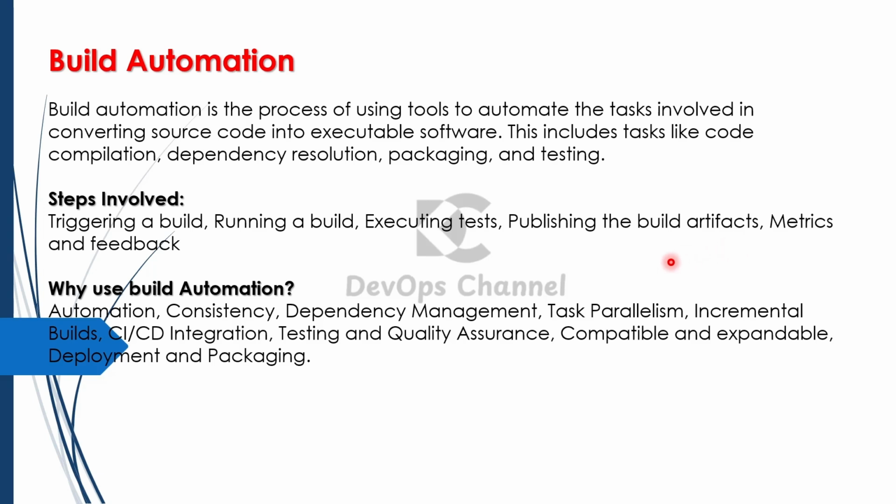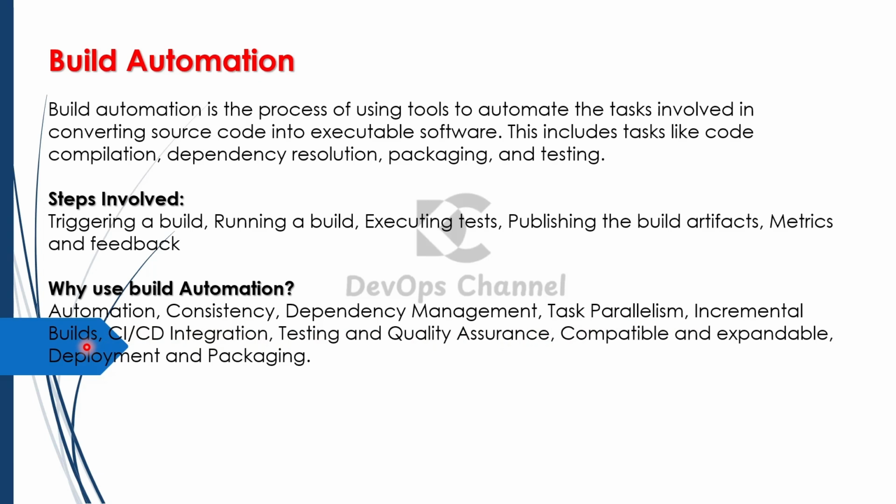Also, if you are using some advanced tools for build automation, you can get metrics and feedback too. Now, why do you need to use build automation? Basically the name contains automation, so it can be automated. Second is consistency: you can keep your packaging consistent for the same piece of code. Third is dependency management: whatever dependencies there are for any piece of code, it will resolve for you. Then task parallelism: you can have multiple builds at the same time. Incremental build: if you are running a build, you can also integrate another piece of code.